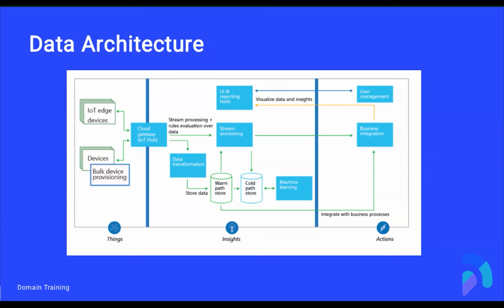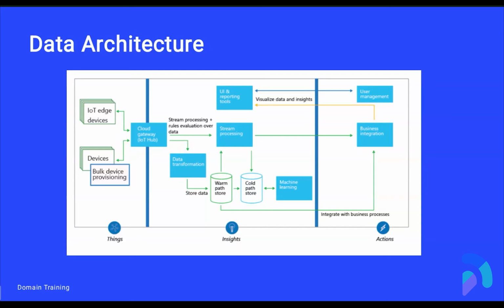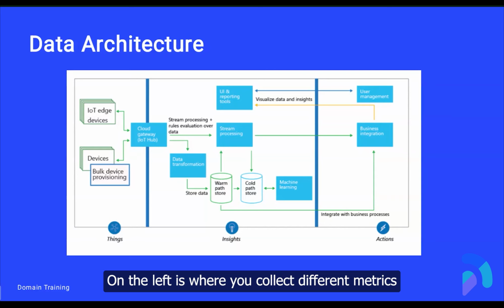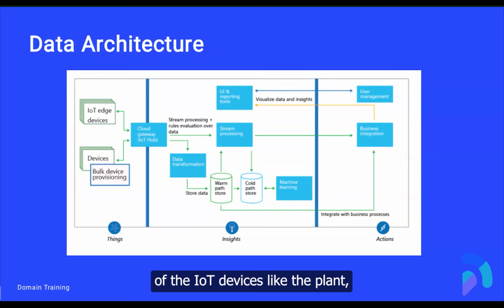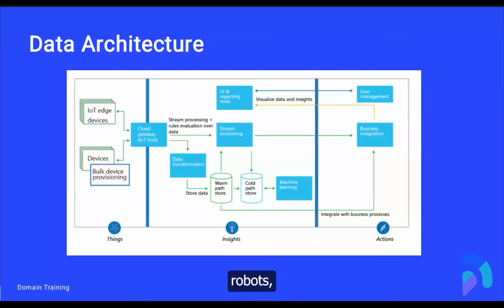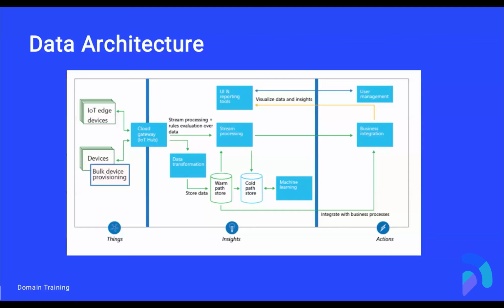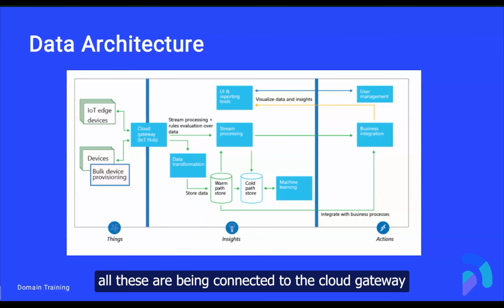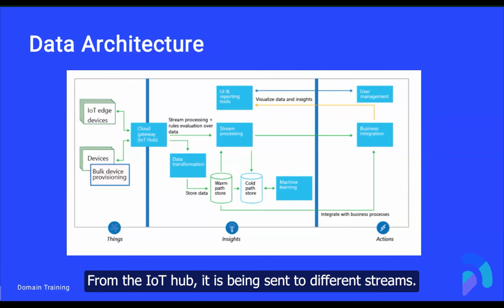The things, the insights, and then what actions you take. On the left is where you collect different metrics of the IoT devices like the plant, robots, different car metrics, and data from different devices. All these are being connected to the cloud gateway or the IoT hub.